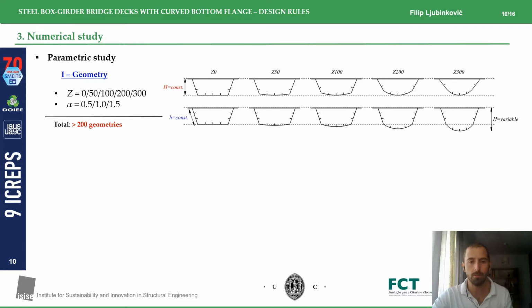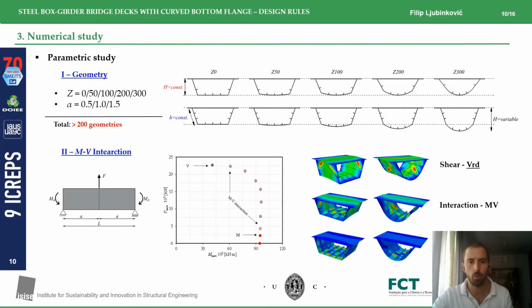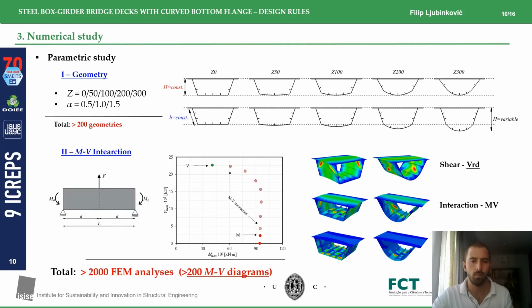The main objective, of course, for the study of the MV interaction was to build this MV interaction diagram, which consists of these 10 numerical points. So for each geometry of these 200, we wanted to see the entire spectrum of behavior from the bending all the way to shear dominant failure mode. And all these intermediate points, the gray ones, correspond to the interaction between the two. So 10 points for each geometry led to 2000 numerical models.